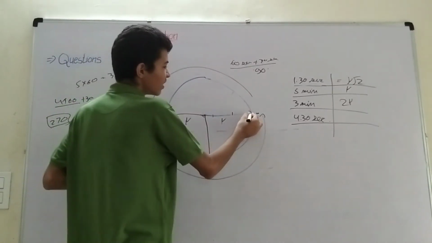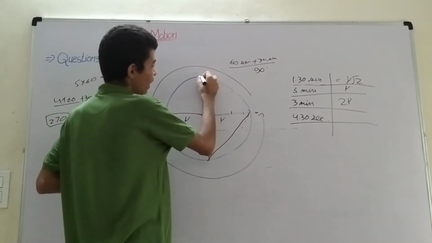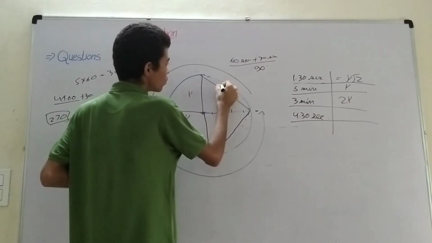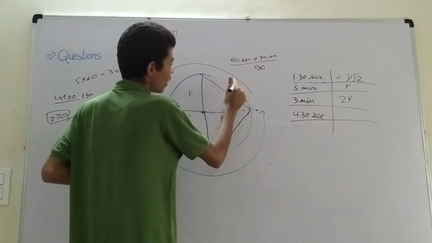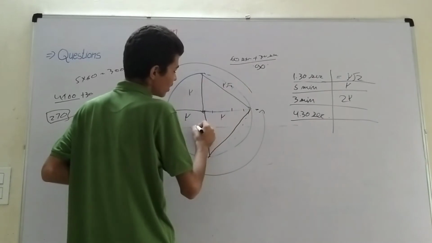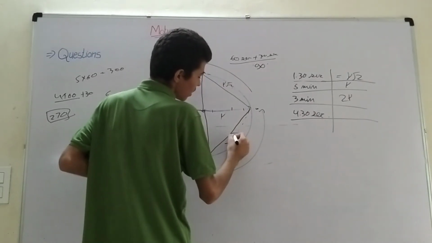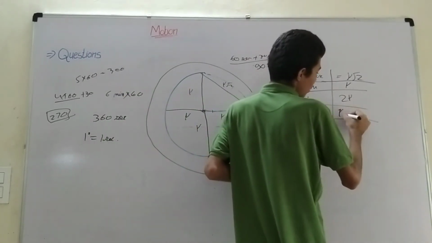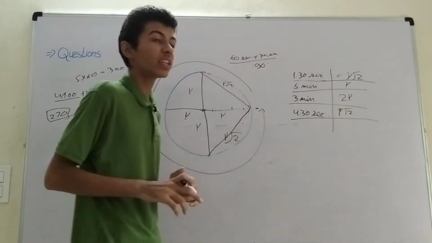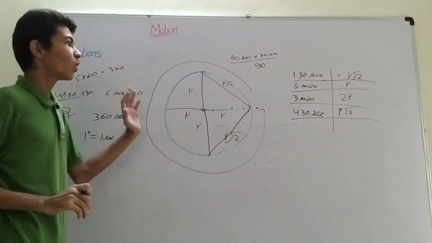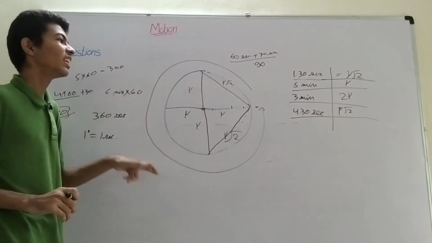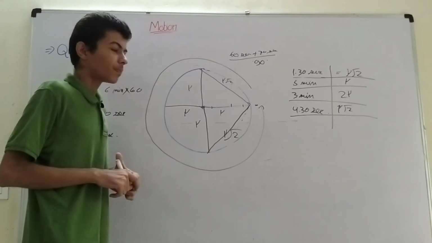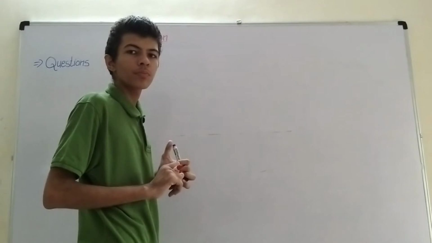So what we have to calculate is the displacement. This is same as calculating the displacement from here. In this case it was R, and this would be R root 2. So here also it is R. So the displacement is 2R root, so it is R root 2. So these were the displacements the body, or the athlete, would cover when running around the circular path. So let's move to the next question.